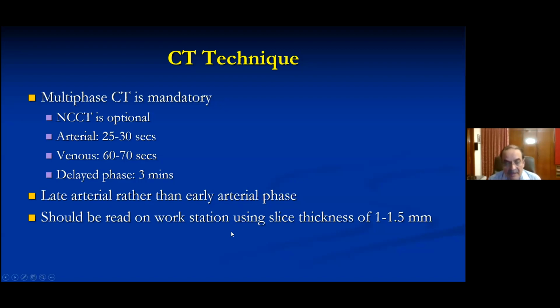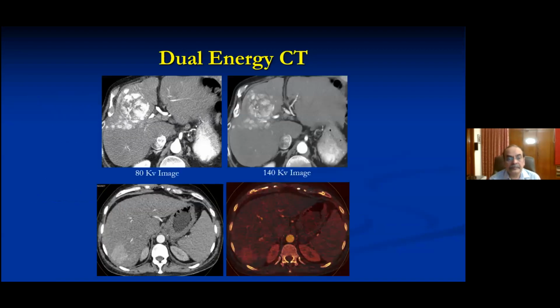These images should then be read on a workstation. It's no longer the time when you can interpret these images on films because you need to be looking at sub-millimeter slices. We actually take 0.625 millimeter slices and then need to interpret them on a workstation. If you have dual energy CT, we acquire data at different kVs. We won't go into the physics of this because that's a very complicated and time-consuming topic.